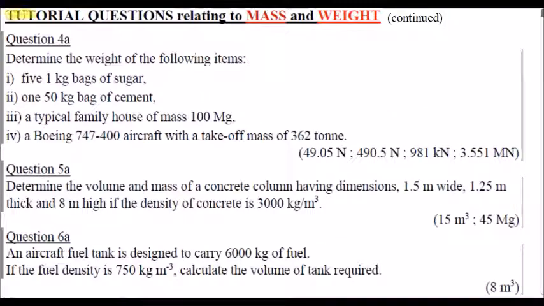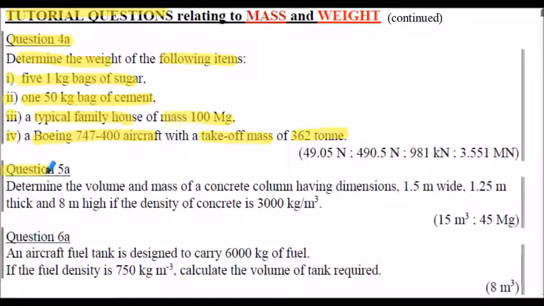Here are tutorial questions 4, 5 and 6. Question 4a, we're asked to determine the weight of the following items. So part 1, we've got 5 1 kilogram bags of sugar. Part 2, we've got 1 50 kilogram bag of cement. Part 3, a typical family house has a mass of 100 megagrams. And part 4, a Boeing 747 aircraft has a takeoff mass of 362 tons. We've got to calculate the weight of each of those items.